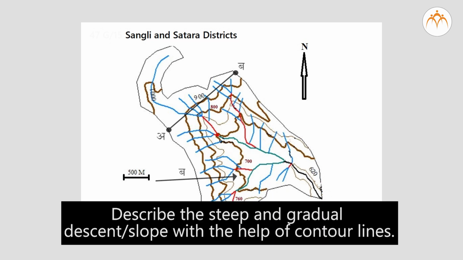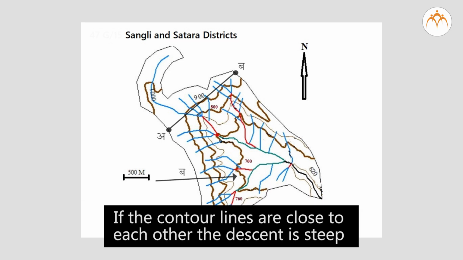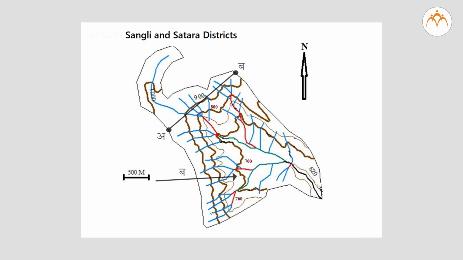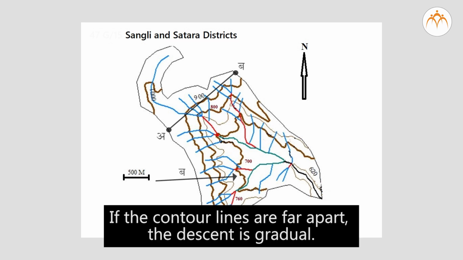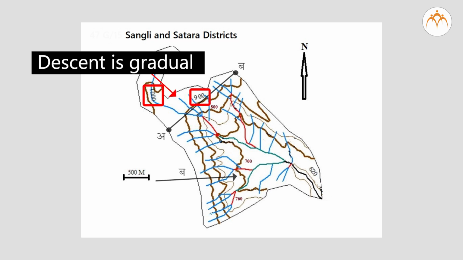Describe the steep and gradual descent slope with the help of contour lines. If the contour lines are close to each other, the descent is steep, and if the contour lines are far apart, the descent is gradual. In the map, the contour lines showing the height of 1000 meters and 900 meters are far apart. Therefore, the descent is gradual.